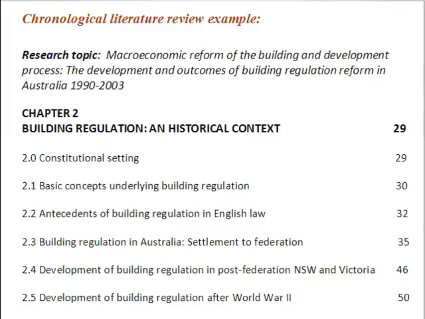For example, this lit review moves from the antecedents of building regulation, 2.2, through settlement to federation, to post-federation, and ends after World War II. You might notice that this lit review doesn't have an identified introduction or conclusion. However, the first section functions as an introduction, and there's much contextual information in the sections before 2.2, when the chronological information begins. The last paragraph of the final section also functions as a conclusion and identifies the link between the lit review and the research topic.